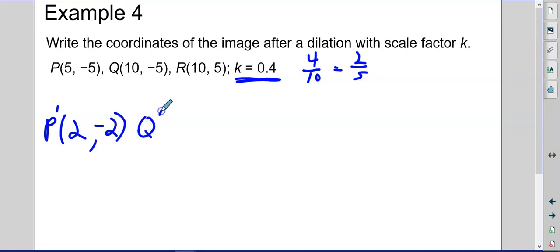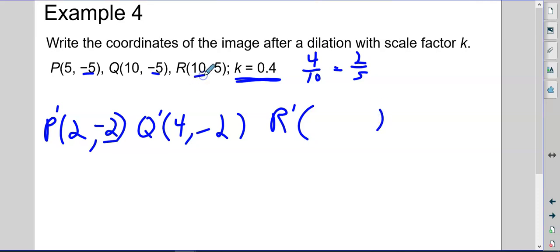Q prime. You can also take your calculator and just do 10 times 0.4. It's your choice. And you will get 4. Same thing you would have gotten if you would have done 10 times 2, which is 20, divided by 5 is 4. It's up to you. Negative 5, we already know, gives us negative 2. R prime, we already know 10 gives us 4. Okay, and 5, we know, gives us positive 2.